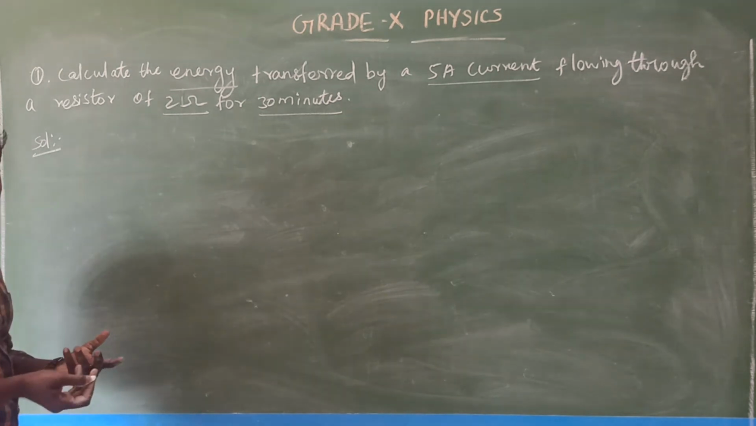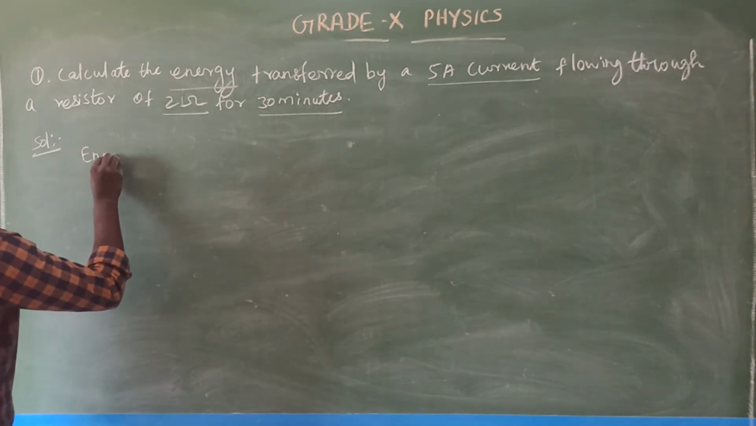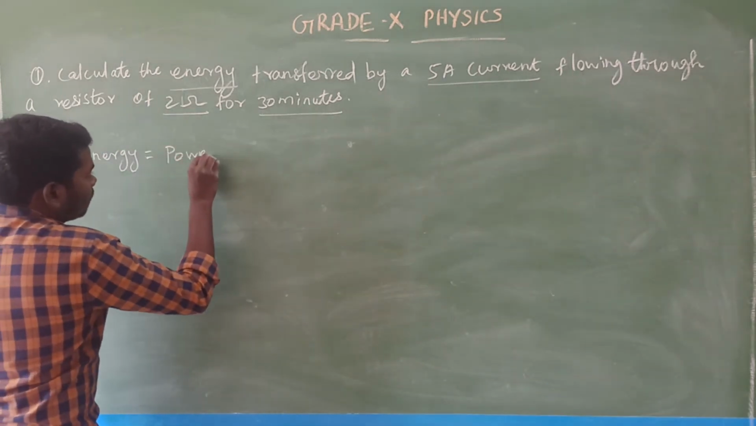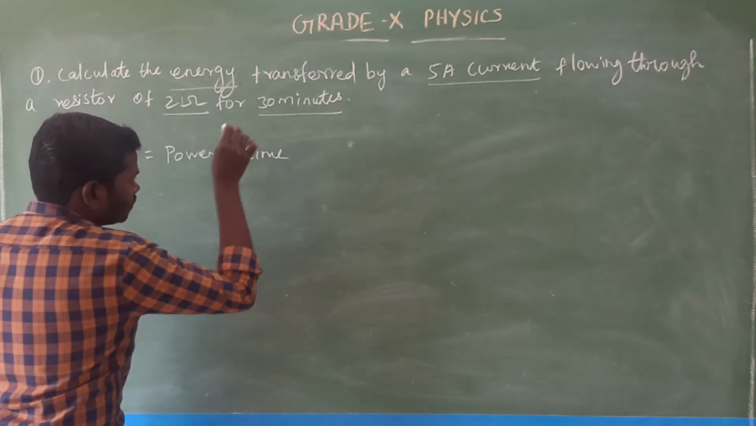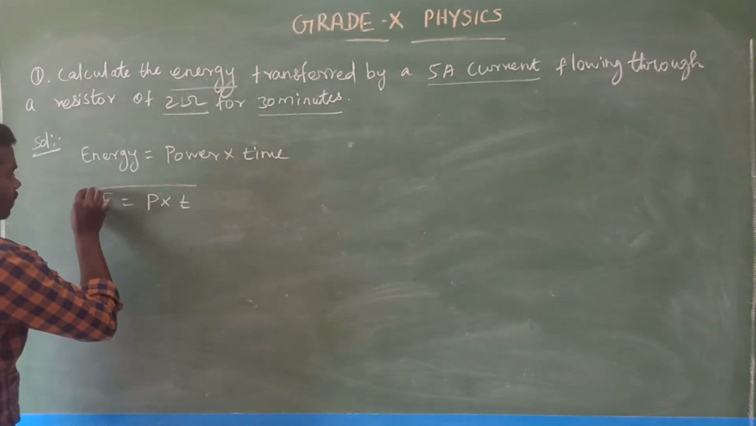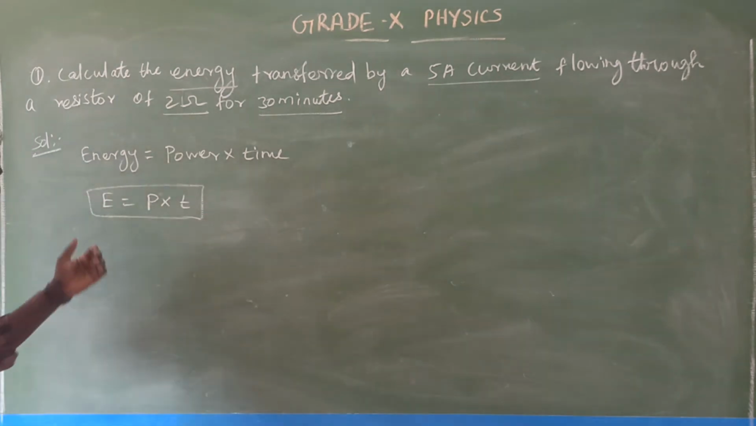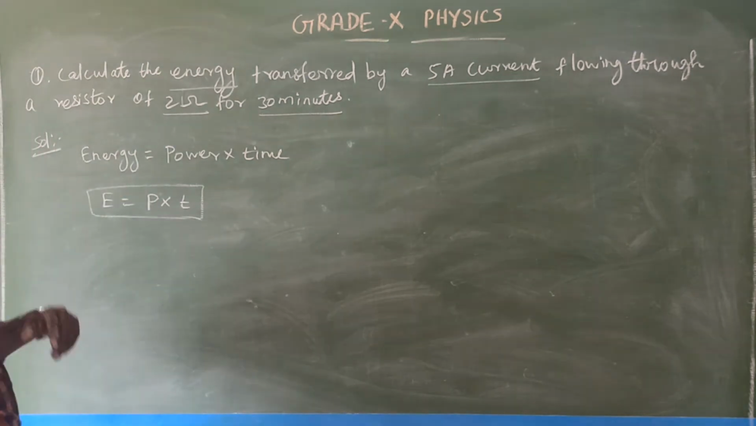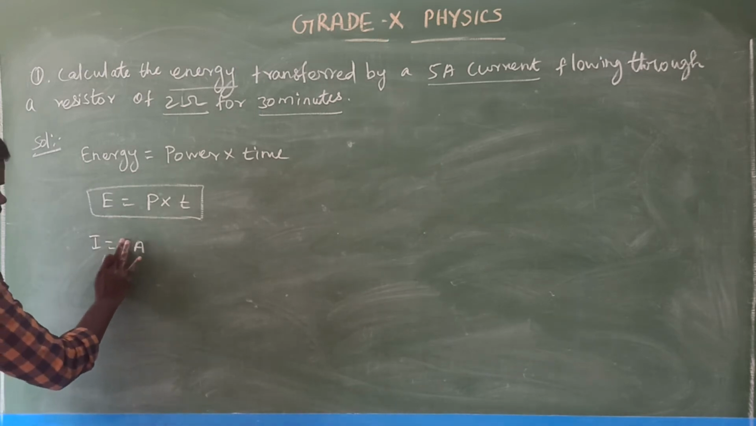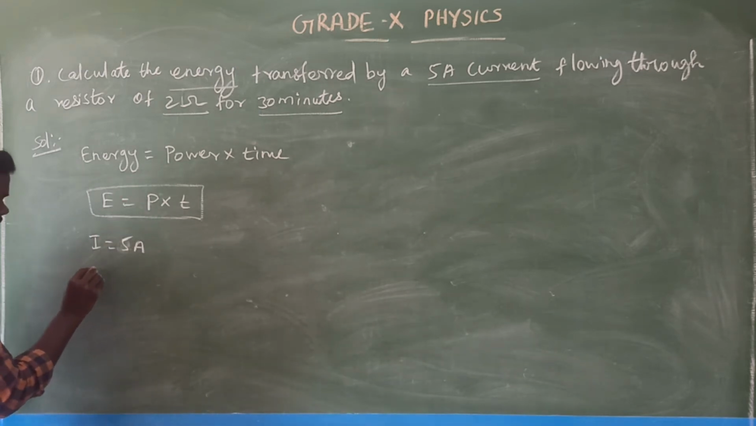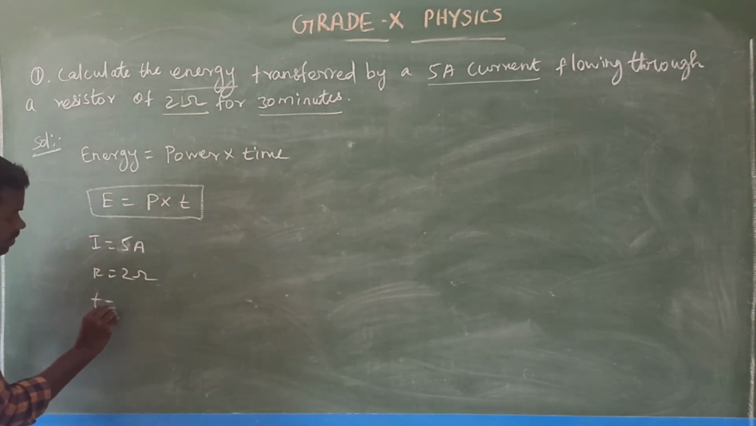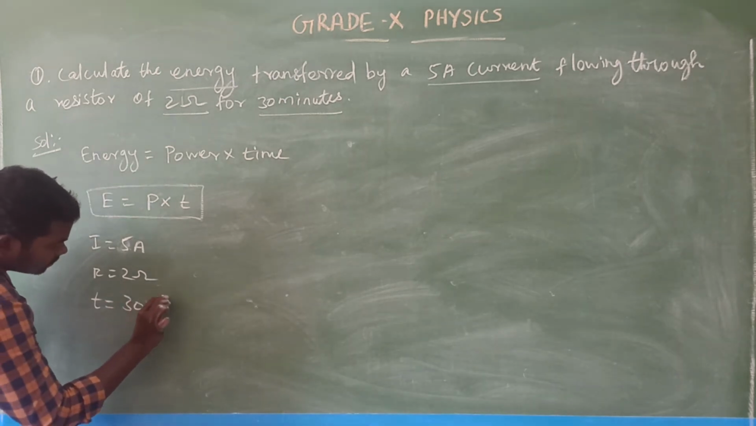What is the formula to find the energy? Energy is equal to power into time, E equals P into T. Already we know very well. First write the values we know. Here the current I is equal to 5 ampere, not 2 ampere. Then the resistor R is equal to 2 ohm. Then T is equal to 30 minutes.